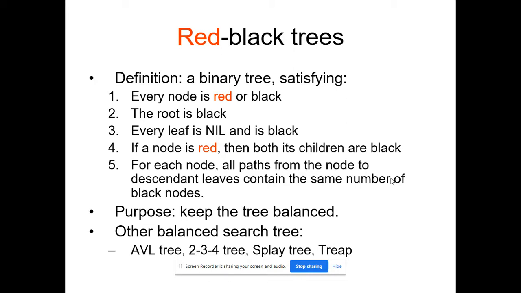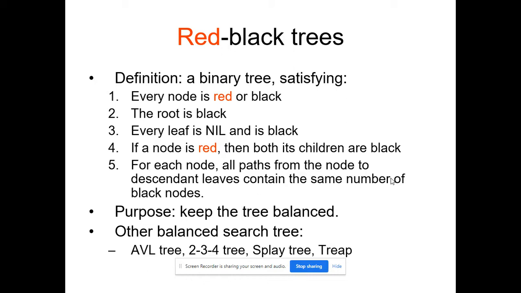For each node, all paths from the node to its descendant leaves contain the same number of black nodes. It means that if you take any node and look at the paths taken until you reach the leaf nodes, the number of black nodes should be the same from any node. This is another important property. So these are the five properties with which red black trees are constructed.